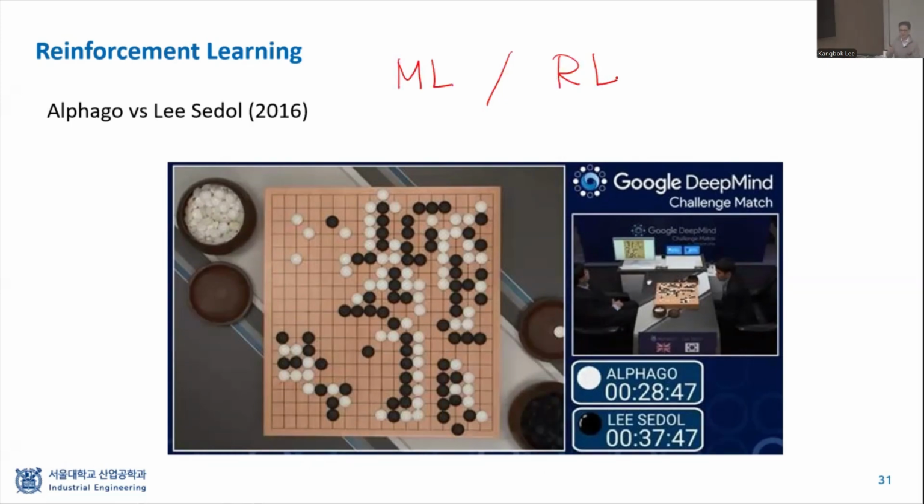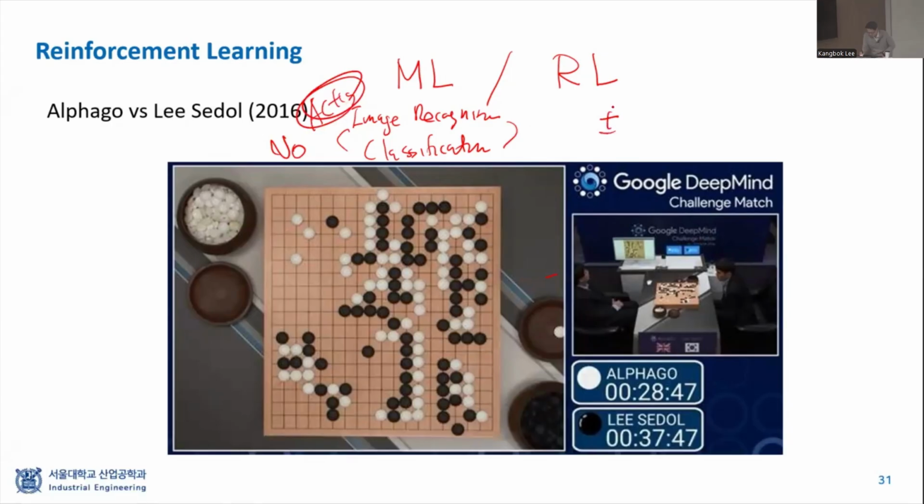Do you see the essential difference between the two? So what I meant by machine learning is image recognition or classification, and so on. For all those applications and techniques, there's no action in it. However, in the reinforcement learning technique, we have some actions in it.